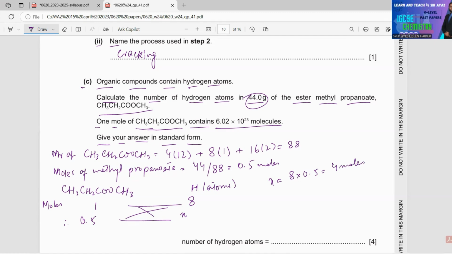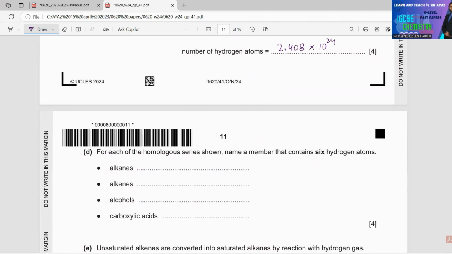Now, in order to calculate the number of hydrogen atoms, we need to multiply this 4 by Avogadro number, which is written 4 multiplied by 6.02 × 10^23. So the answer will be 2.408 multiplied by 10 with the power 24. So this will be the final answer.